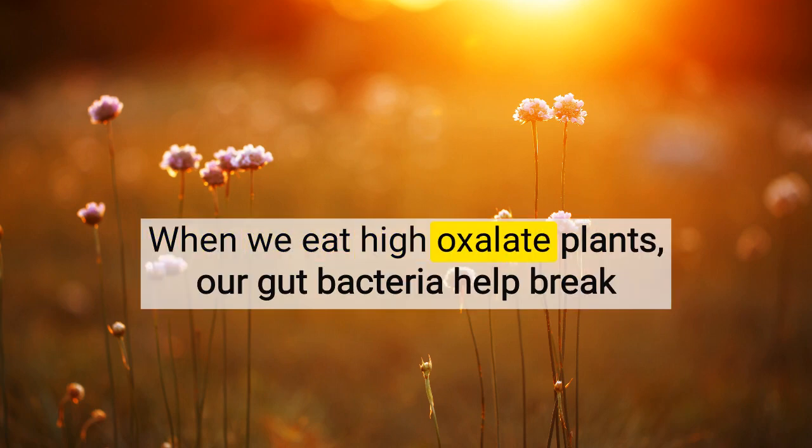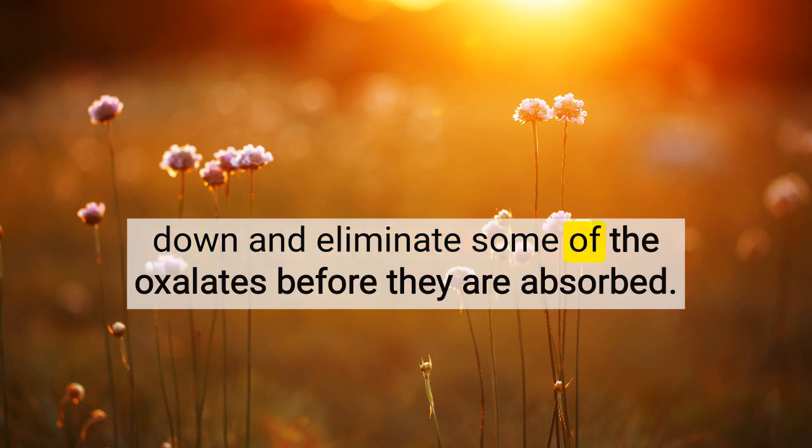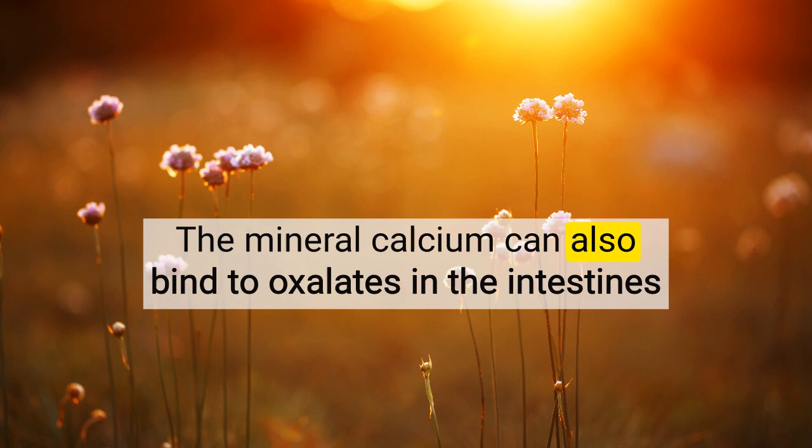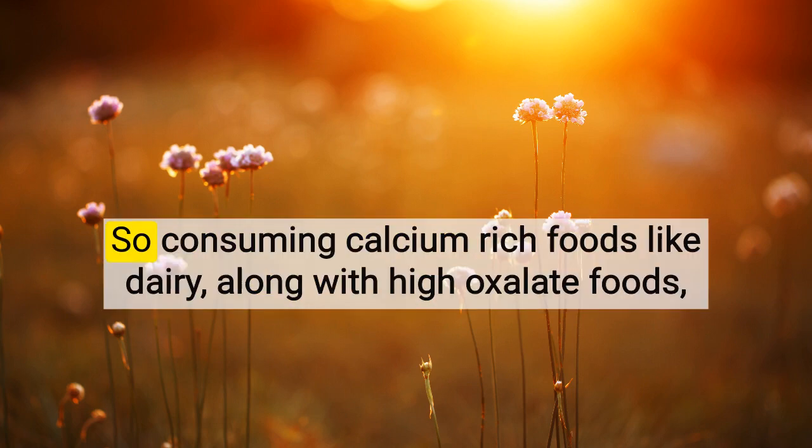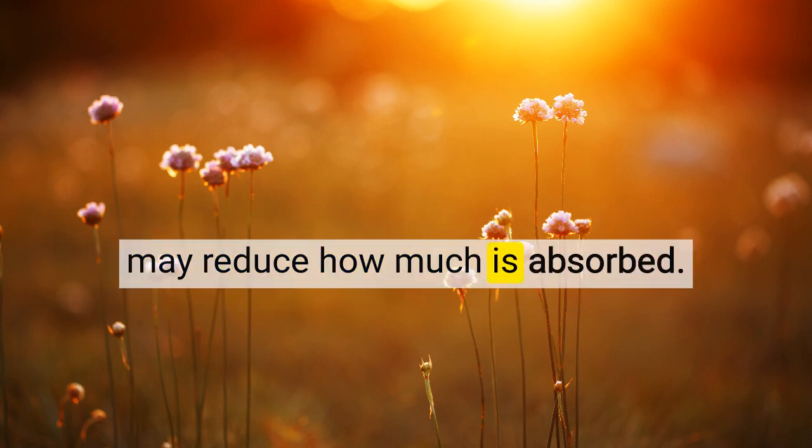When we eat high oxalate plants, our gut bacteria help break down and eliminate some of the oxalates before they are absorbed. The mineral calcium can also bind to oxalates in the intestines and prevent their absorption. So consuming calcium-rich foods like dairy, along with high oxalate foods, may reduce how much is absorbed.